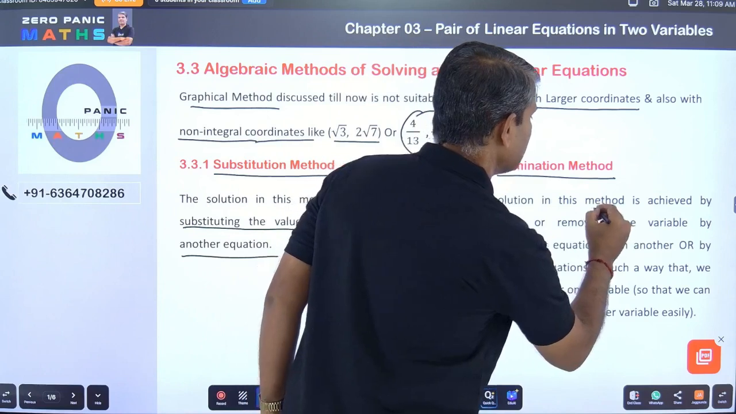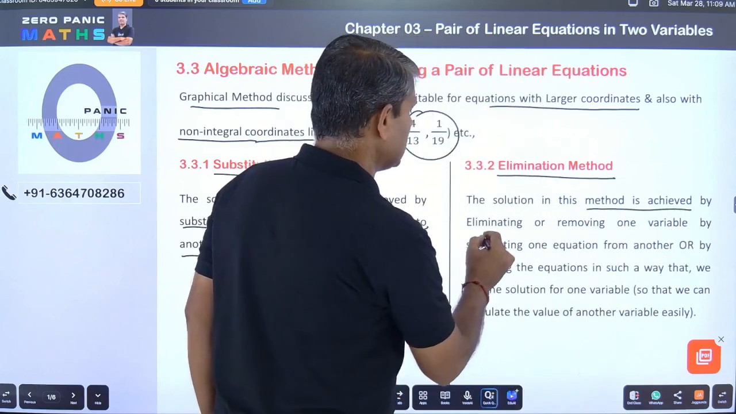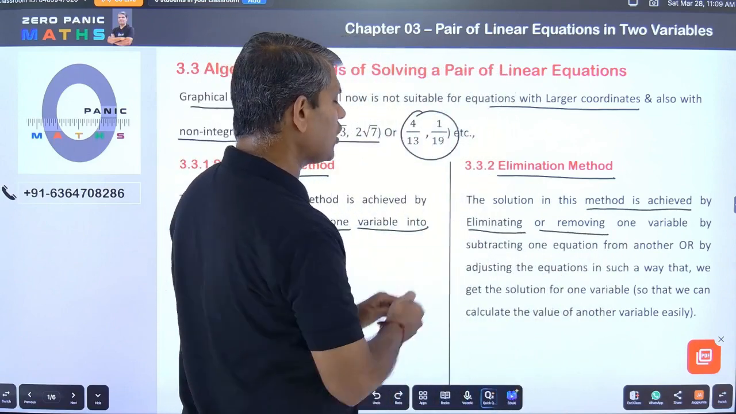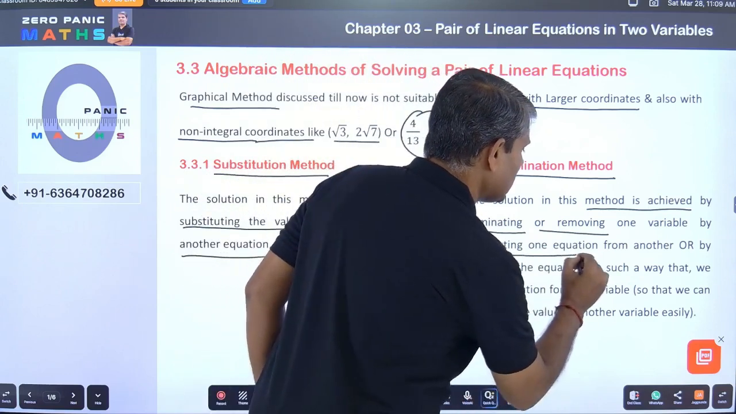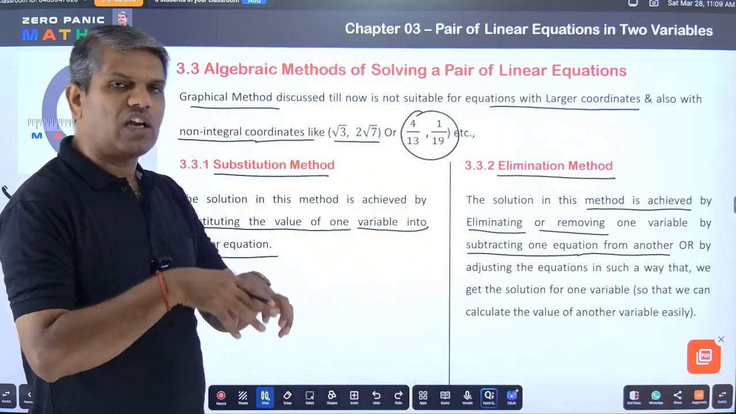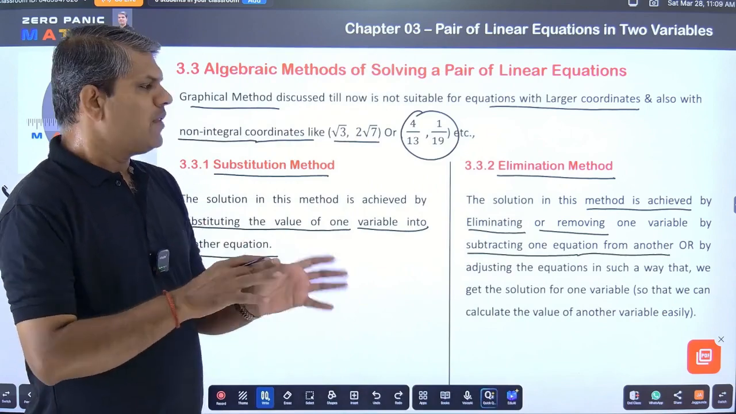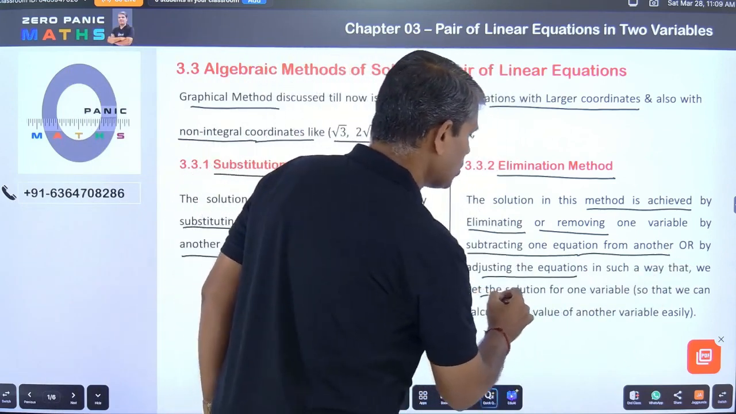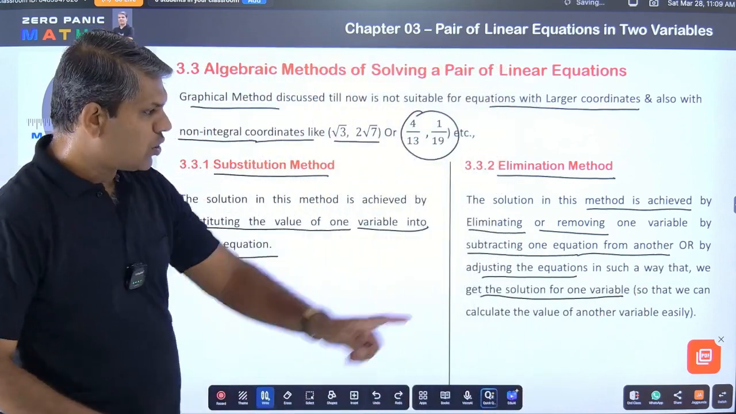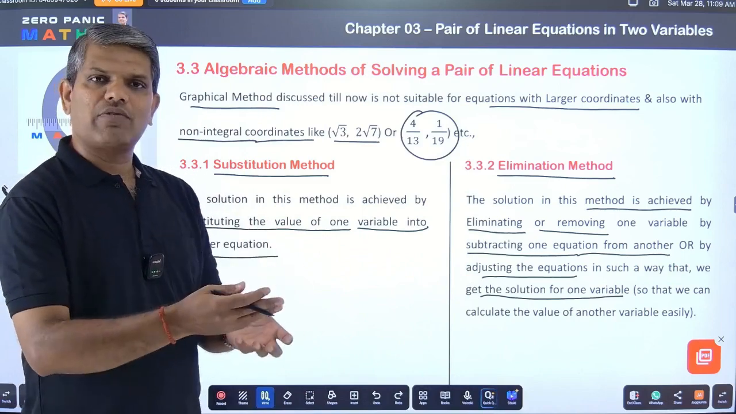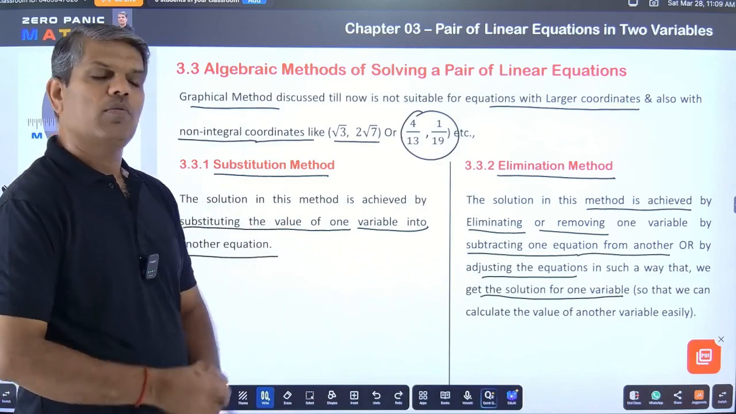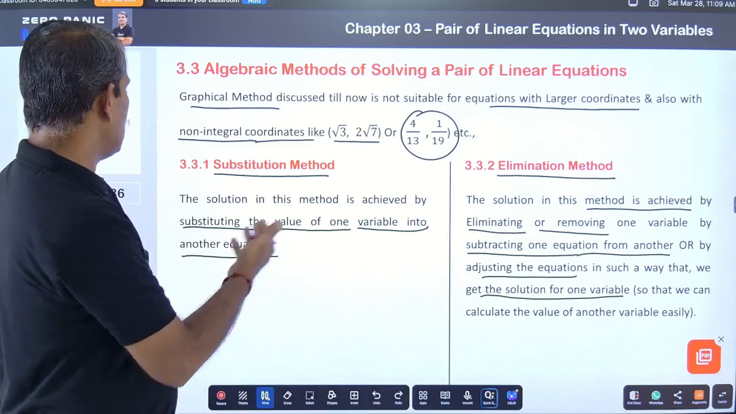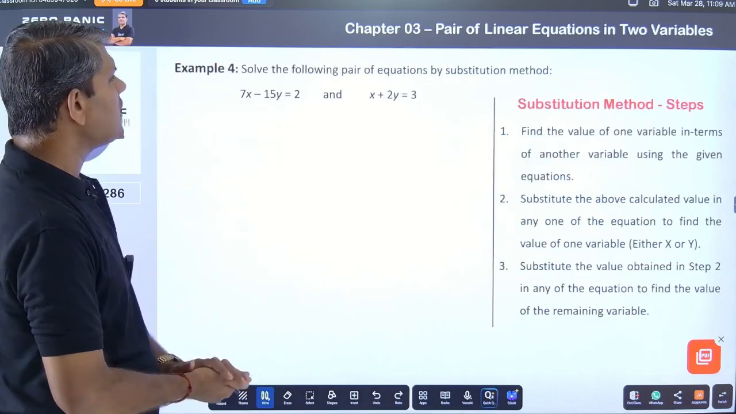As it says, the solution is achieved by either eliminating or removing a variable. And how do you eliminate or remove? It is by subtracting one equation from another or adding one equation to another, or by adjusting the equations in such a way that we get the solution for one variable, so that we can put that value into the other equation and get the solution for both the variables. Now, without wasting much time, let us go with the example of the substitution method.